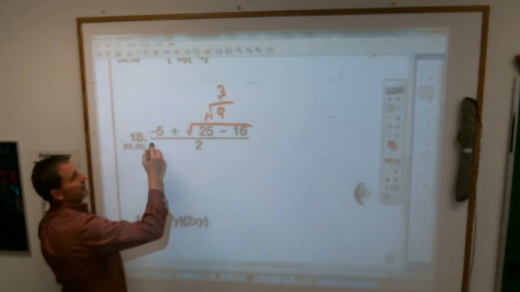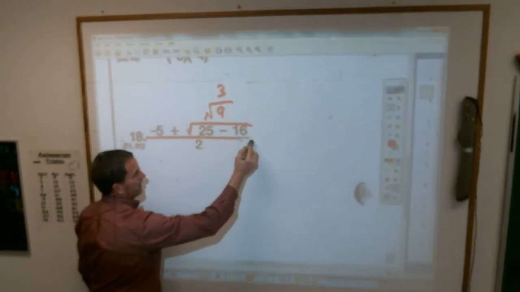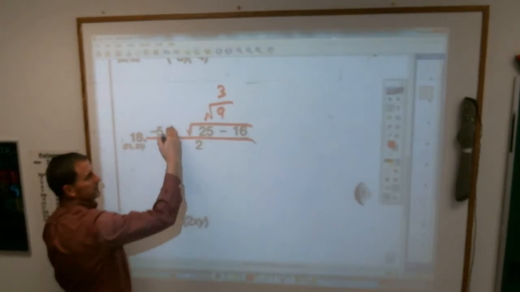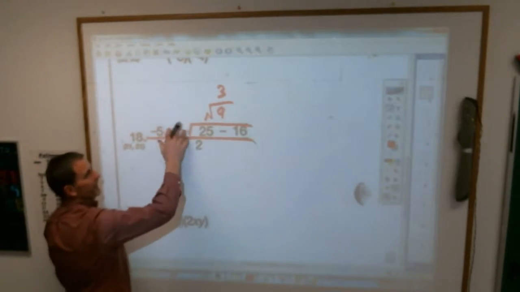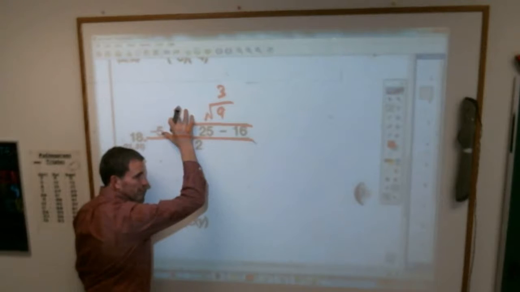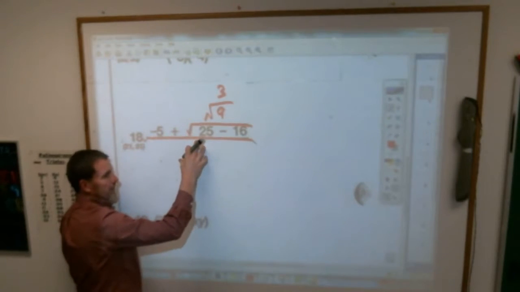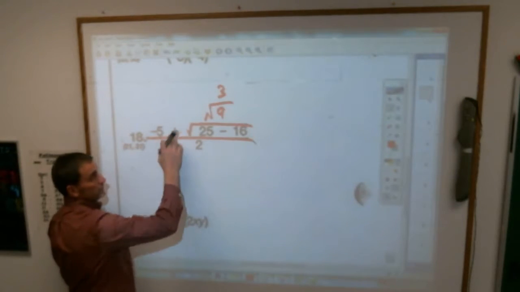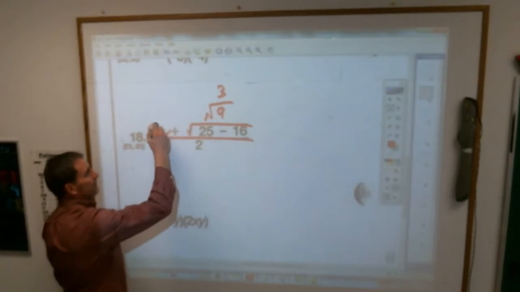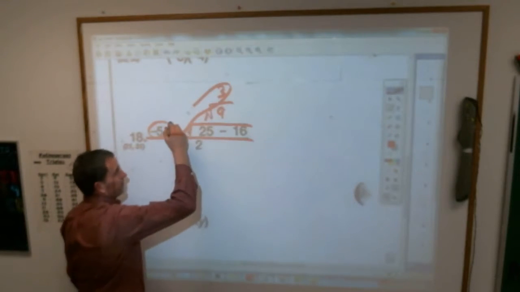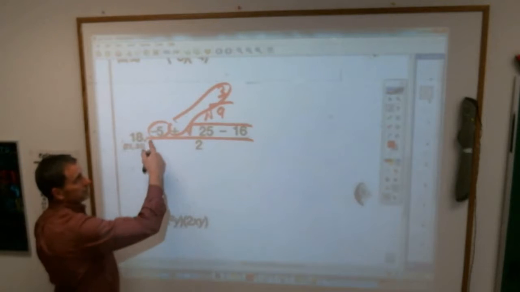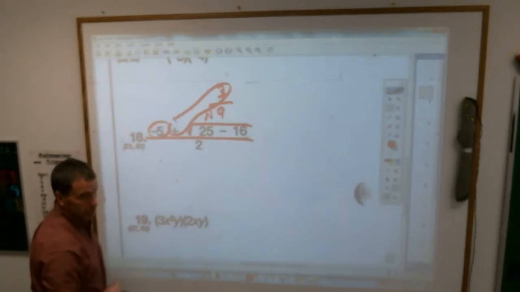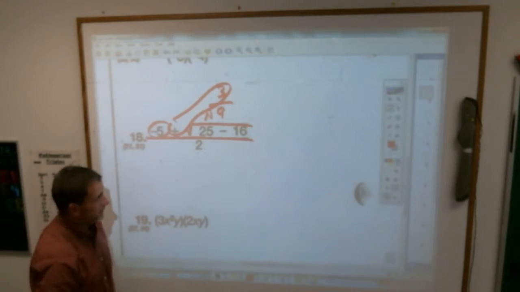Okay? And then the next grouping symbol you have is this fraction line. Fraction lines separate the top from the bottom. You have to simplify everything on top and make sure everything on the bottom is simplified before you divide this 2 into the top there. So now I have negative 5 plus 3. Negative 5 plus 3 gives you negative 2.